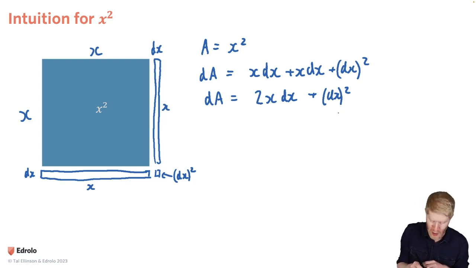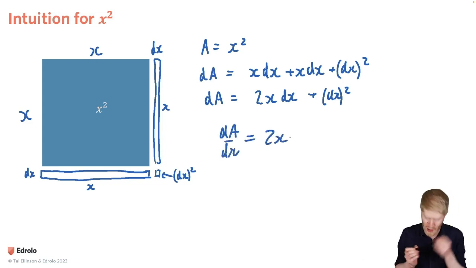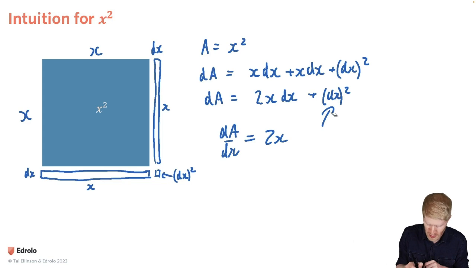Okay, well, I'll tell you where it's going. We're going to divide both sides by dx, and we're going to end up with this. dA/dx is equal to 2x, which is the derivative of x squared. Mind blown. But to do that, we're going to have to deal with this dx squared. And there's a couple of ways to do it, right?